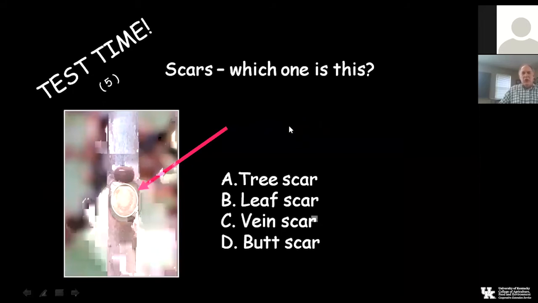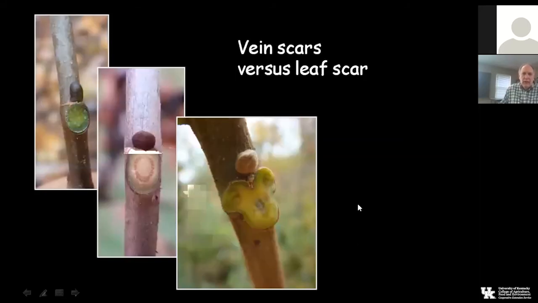Scar. Which scar is this one? We're looking at that scar that looks like a horseshoe. Is it a tree scar, leaf scar, vein scar, butt scar? Tree, leaf, vein, butt. Well, it is a leaf scar. Leaf scar? Vein scar. I'm sorry, vein. It is a vein scar.